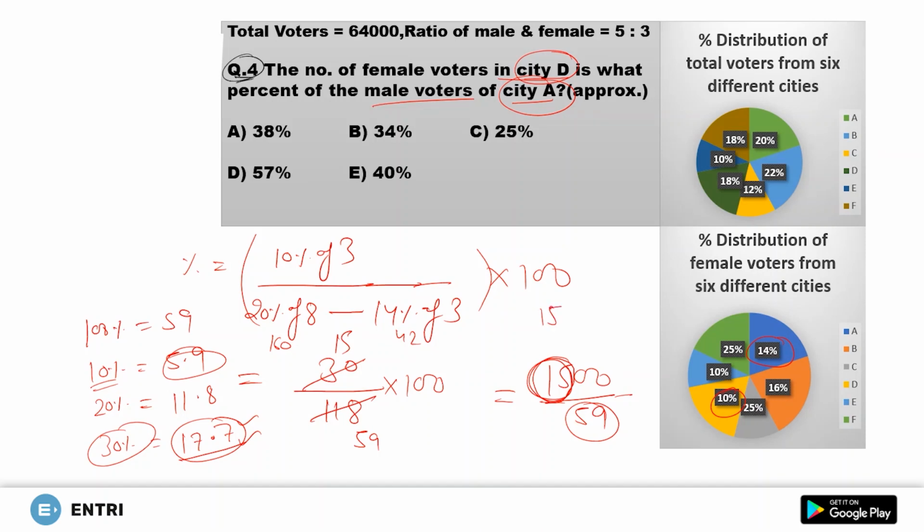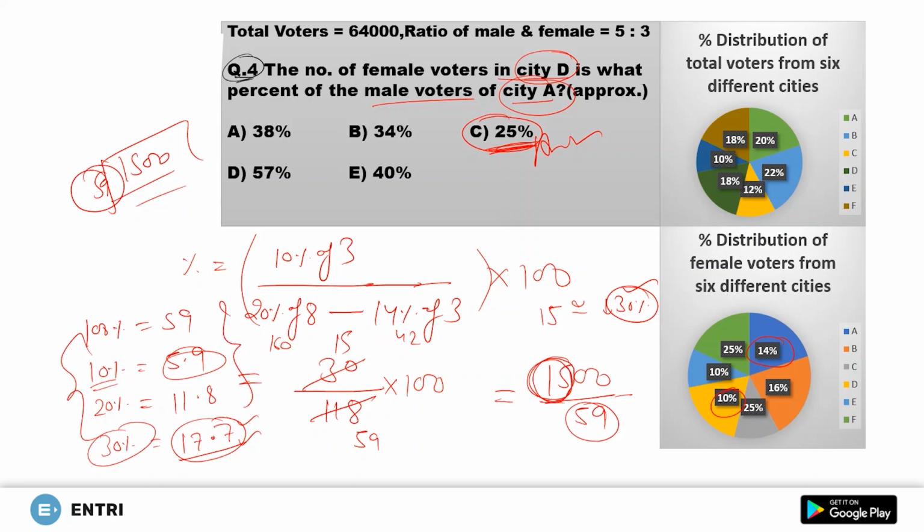15 will be approximately less than 30%. And in the options, you will see there is only one option, that is 25%, which is less than 30. So this will be the right answer. Actually, you can also do this by using this method, but you can easily see that this 25% will be the answer of this question. So I hope this concept is clear to you. Now move to the next question.